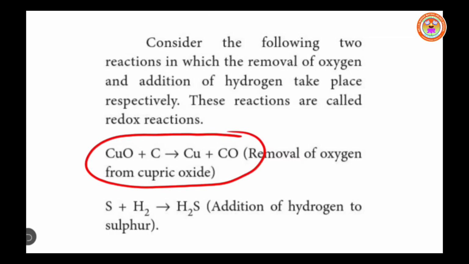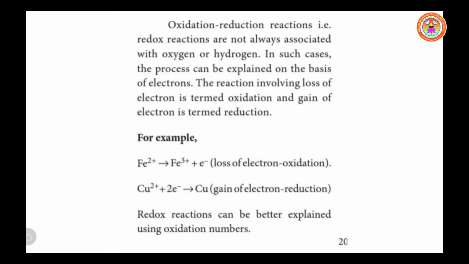So cupric oxide is reduced to copper, a reduction reaction. At the same time, carbon is oxidized to carbon monoxide, by the addition of oxygen. So in almost all chemical reactions, both reduction and oxidation reactions take place. Understand, children? Next we can see the definition of oxidation and reduction in terms of the electronic concept.